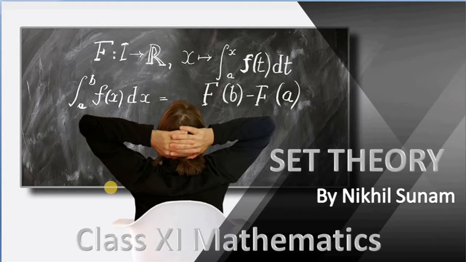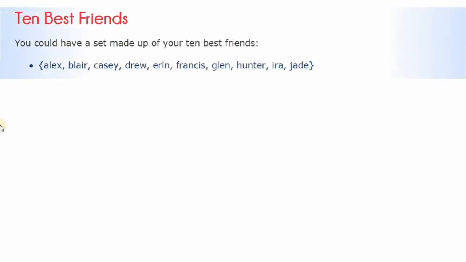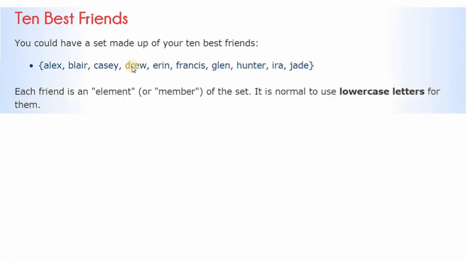So, before we begin with the topic for the day, let us start with a small story of 10 best friends. I'm forming a set of my 10 best friends whose names are mentioned clearly here. You might be thinking I have written all the names in lowercase letters because we know that each friend here acts like an element of the set, and we know that elements are always represented using lowercase. That's the only reason I have used lowercase here.